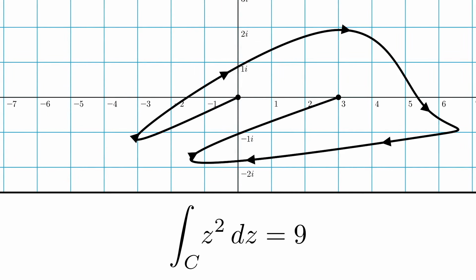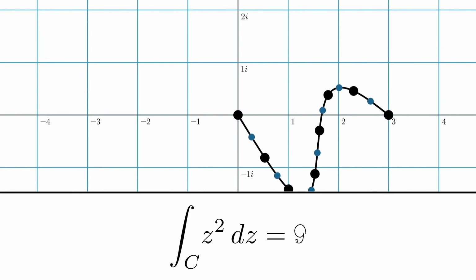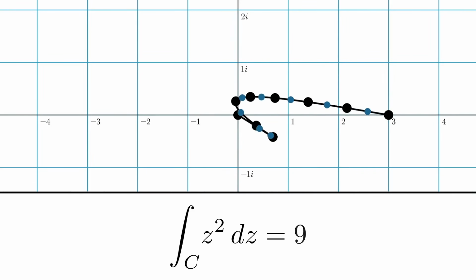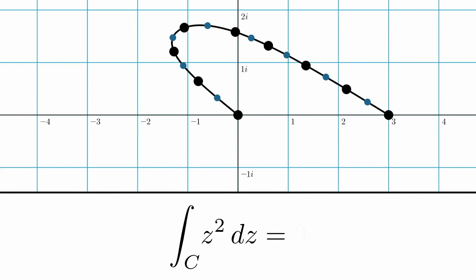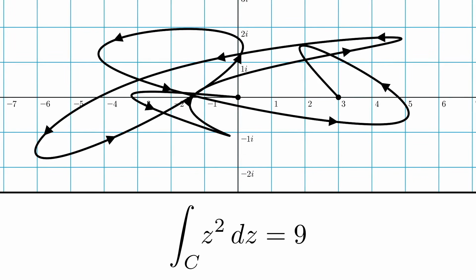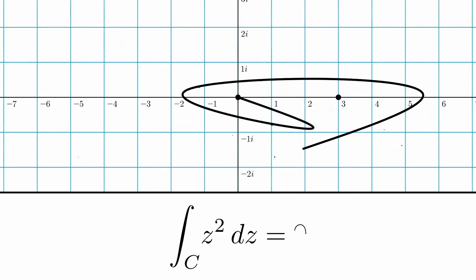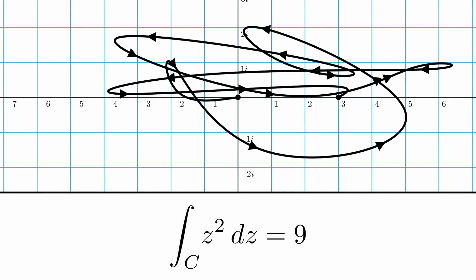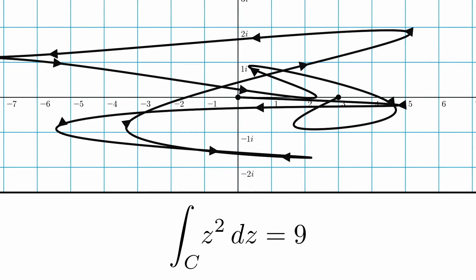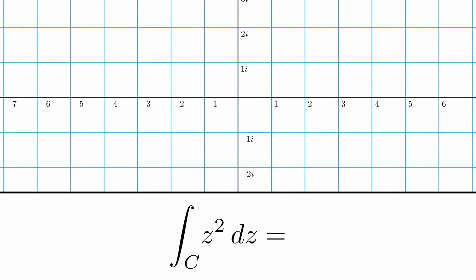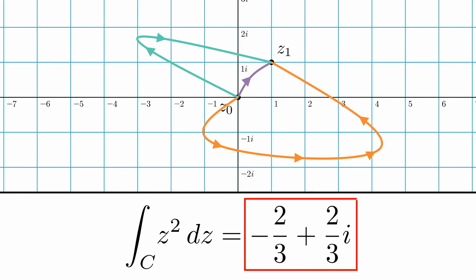For the function z squared, even though when I change the path, I change every little piece of the integral I'm calculating, all of those changes exactly cancel out, leaving the final value of the integral unchanged. This property is called path independence. No matter what path I take from 0 to 3, the integral along that path of z squared will always be 9. And that's actually true no matter what 2 points I pick. If I choose some point z0 and some point z1, the integral will be the same regardless of what path from z0 to z1 I choose.